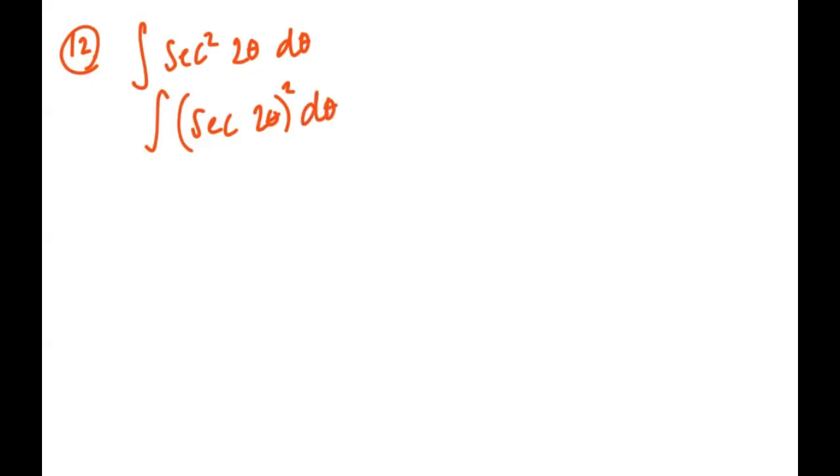Number 12, it says the integration of secant squared 2 theta d theta. Now the question often arises on this problem, what is my composite function? Because if you look at this, this could be written as secant 2 theta quantity squared. So secant 2 theta could be the composite function. But if you think about your derivatives that you know, the derivative of tangent is secant squared. So that antiderivative is really easy to find.